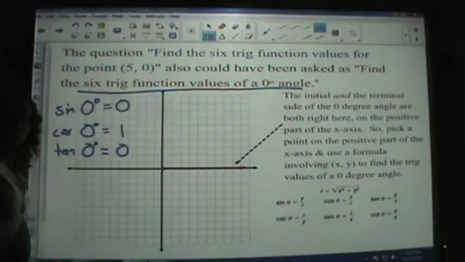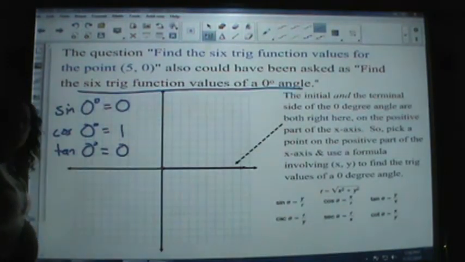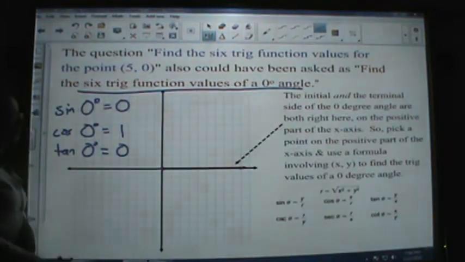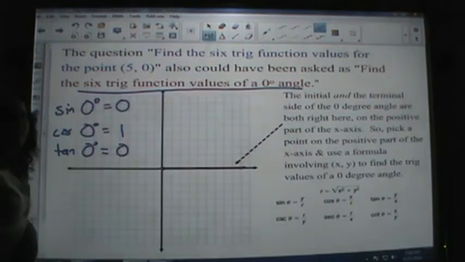And again, pick up a calculator if you want to and ask it, in degrees or radians, what's the sine of 0? It'll tell you 0. What's the cosine of 0? It'll tell you 1. What's the tangent of 0? It'll tell you 0.